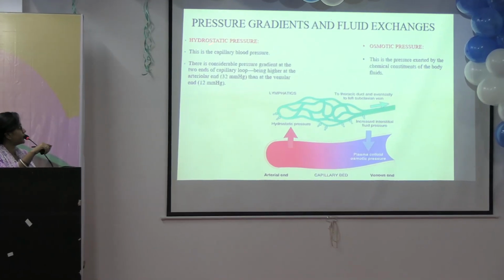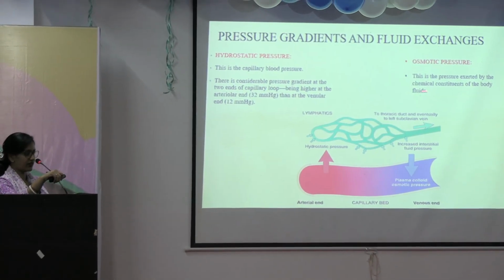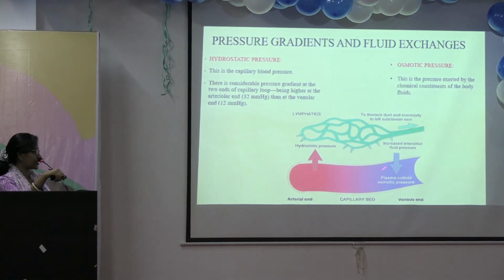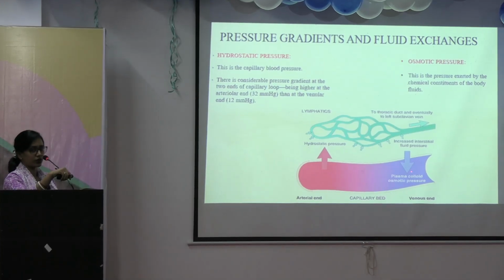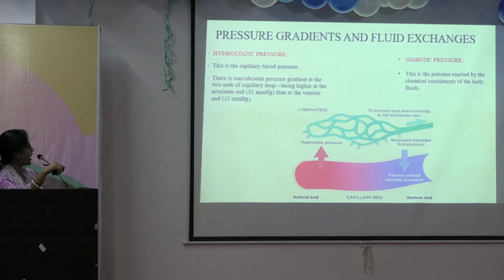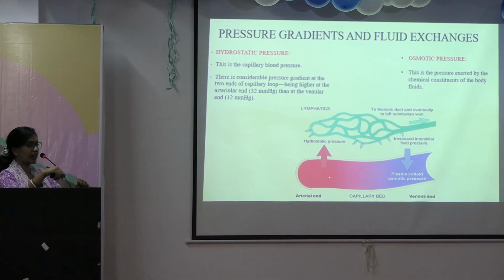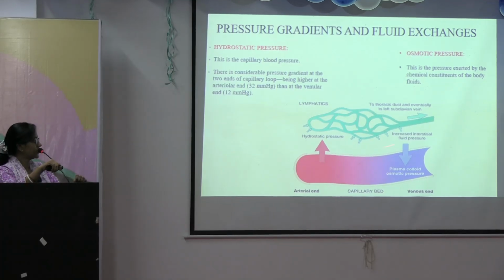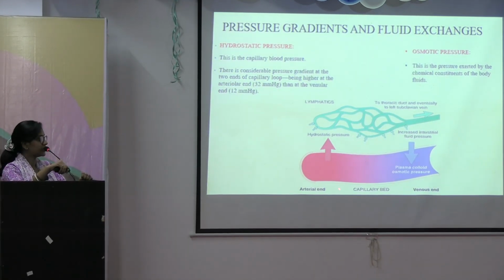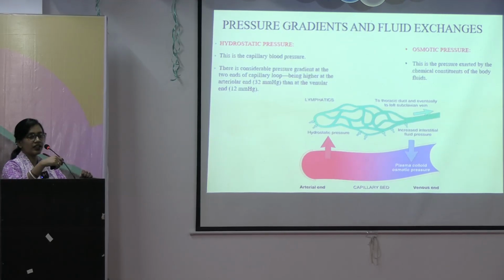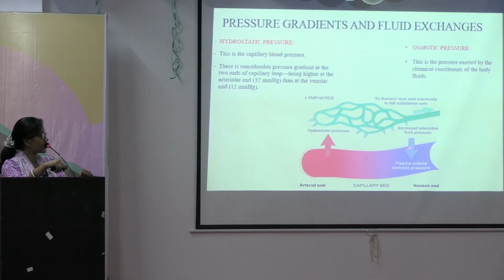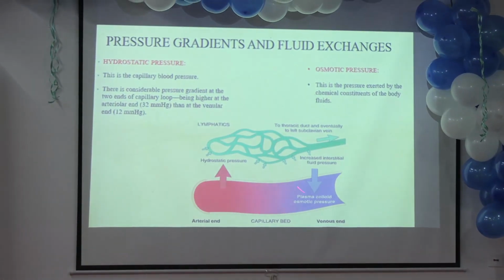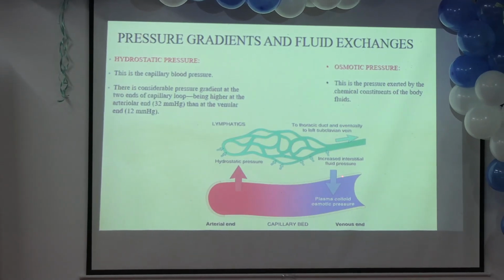We have majorly two pressures acting on the vessels. One at the arterial end, which is the hydrostatic pressure. Another one at the venous end, which is the plasma colloid osmotic pressure. Okay. So the hydrostatic pressure is higher at the arterial end. So what it does? It pushes out the fluid from the vessel into the interstitium. Okay. So now that the fluid is going out, we need another counter pressure, which will cause reabsorption of the fluid in order to keep the interstitium dry. So that pressure is the plasma colloid osmotic pressure.